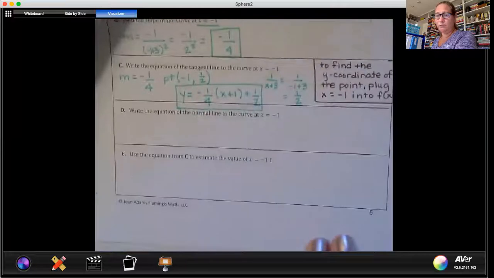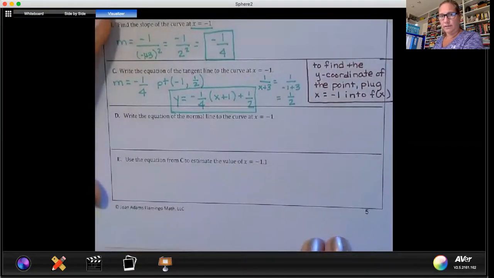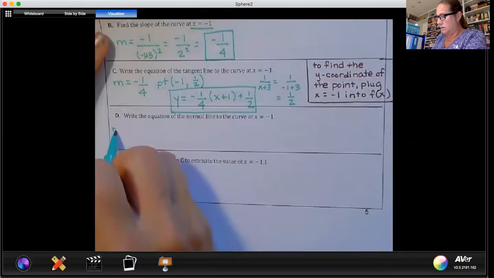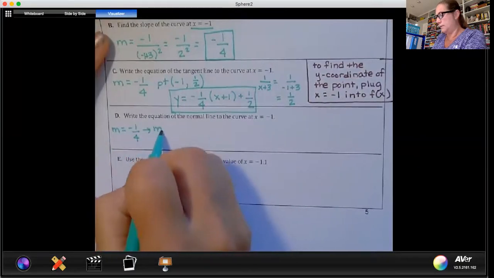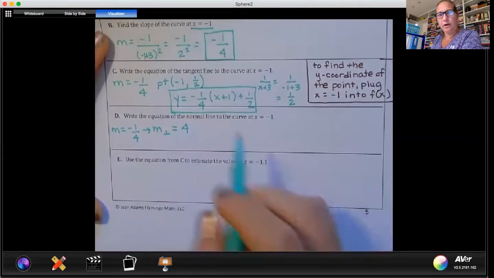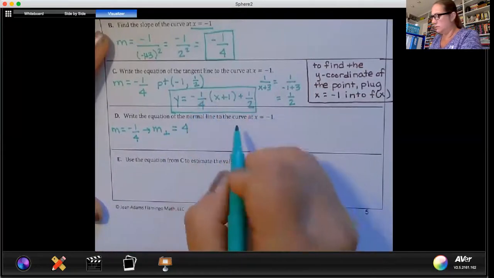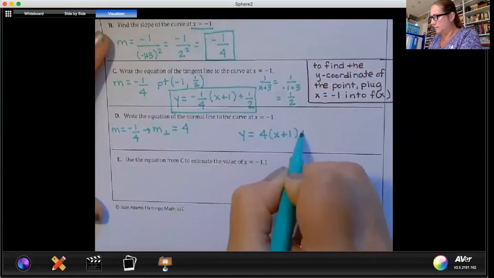In part D, we're going to write the equation of the normal line to the curve at x equals -1. So our slope is -1/4, which means our slope perpendicular will be +4. So all that changes is your value out front. Y equals 4 times x plus 1 plus 1/2.